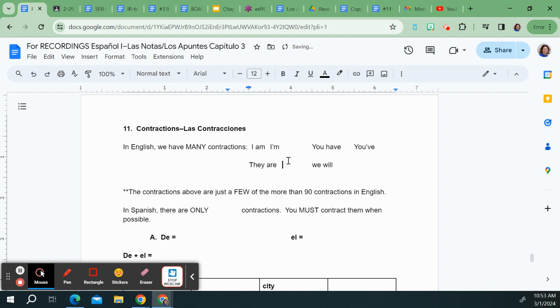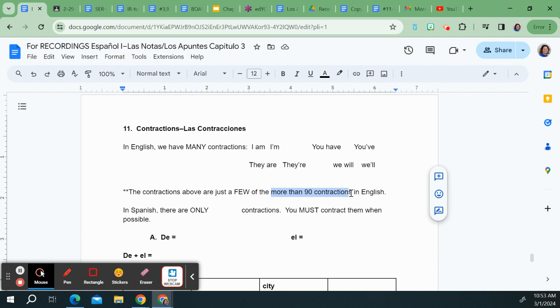They are, which would be they're. We will, which would be we'll go to the store. So in English, we have over 90 contractions, and you can decide whether or not to make a contraction. You can say, today I have a blah, blah, blah, or I've da, da, da, da, da.